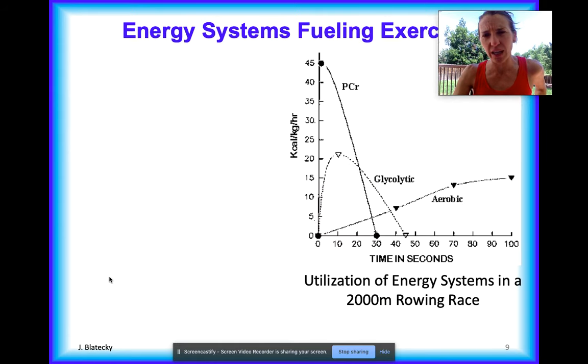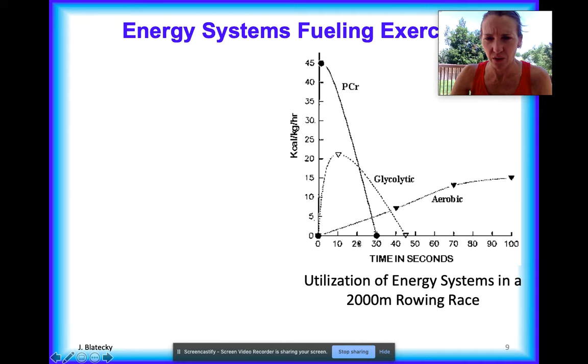This is another way of looking at these three systems. So this stands for phosphocreatine. This is your glycolytic, and this is your aerobic. And so I took this from a study where they were looking at crewing, so a 2,000-meter rowing race, and they were looking at the different energy systems that are used. So kind of cool. You're looking at kilocalories per kilogram of the body per hour.